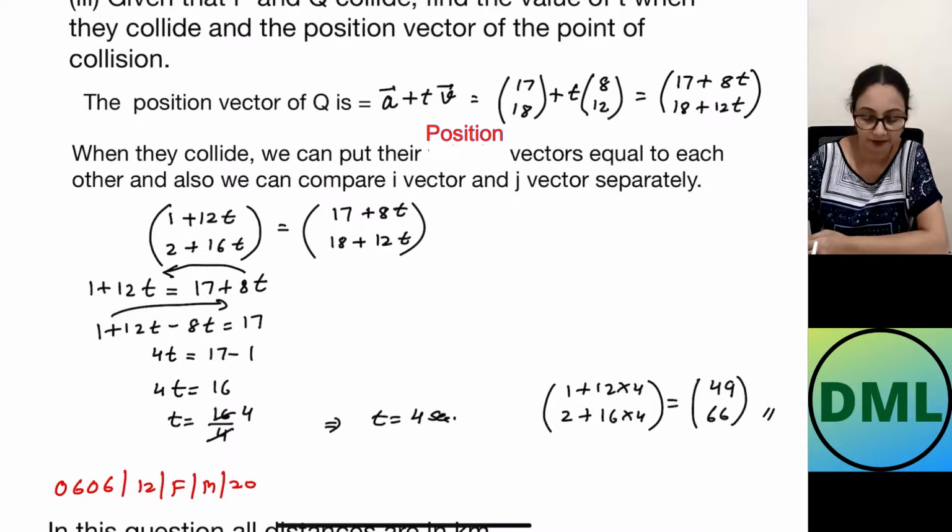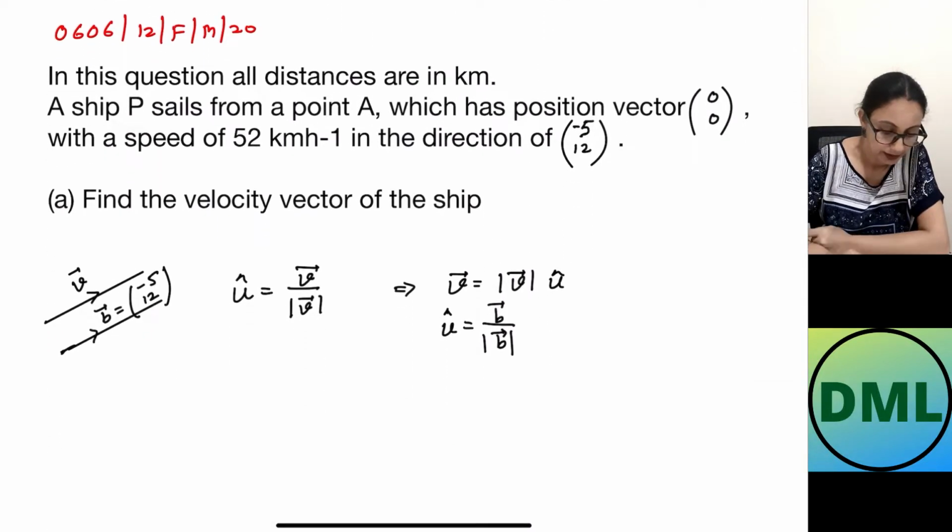Let's see one more example. In this question, all distances are in kilometers. A ship P sails from a point A which has position vector (0, 0) with a speed of 52 km per hour in the direction of minus 5i plus 12j. Find the velocity vector of the ship.